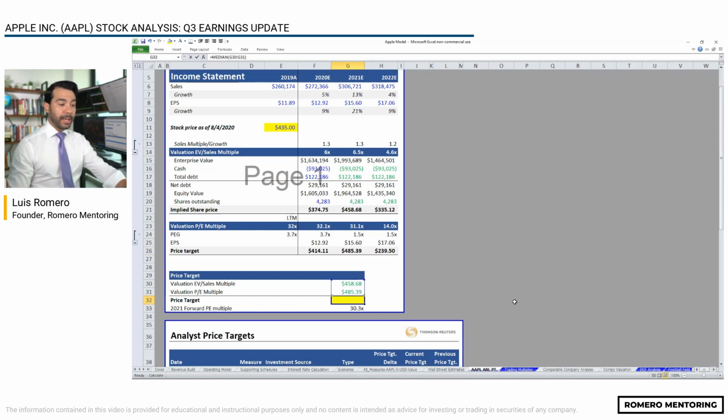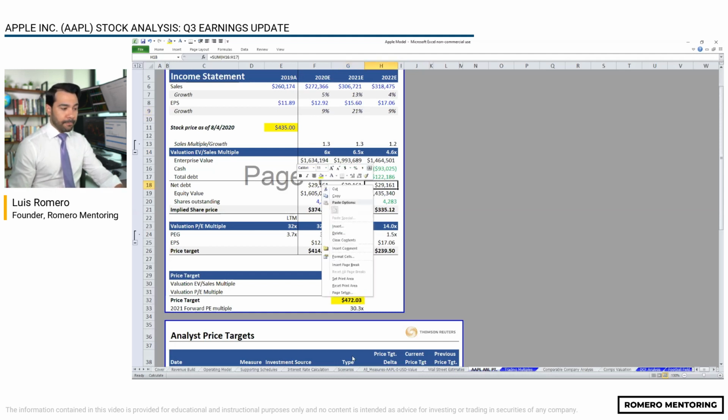Now, I'm just getting a blended approach here. I'm taking the median of both price targets, one from the sales multiple and the other from a PE multiple standpoint. $472 divided by 2021 earnings per share gives you a 30 times multiple, or a forward multiple. I think this might be reasonable given that they might be growing at 21%, but this is subject to debate or discussion.